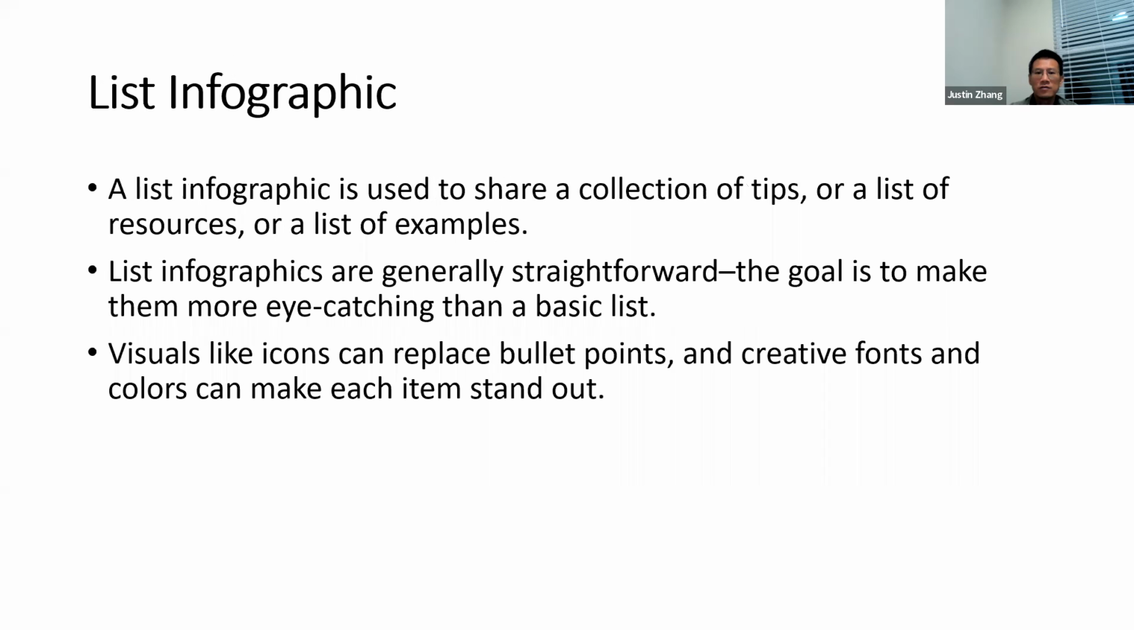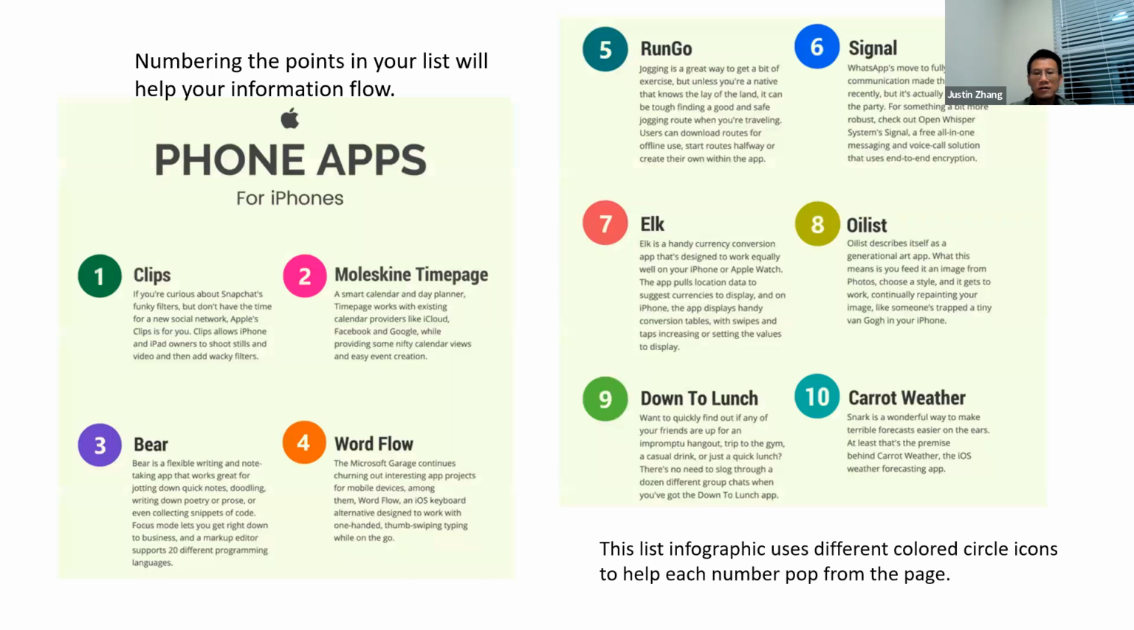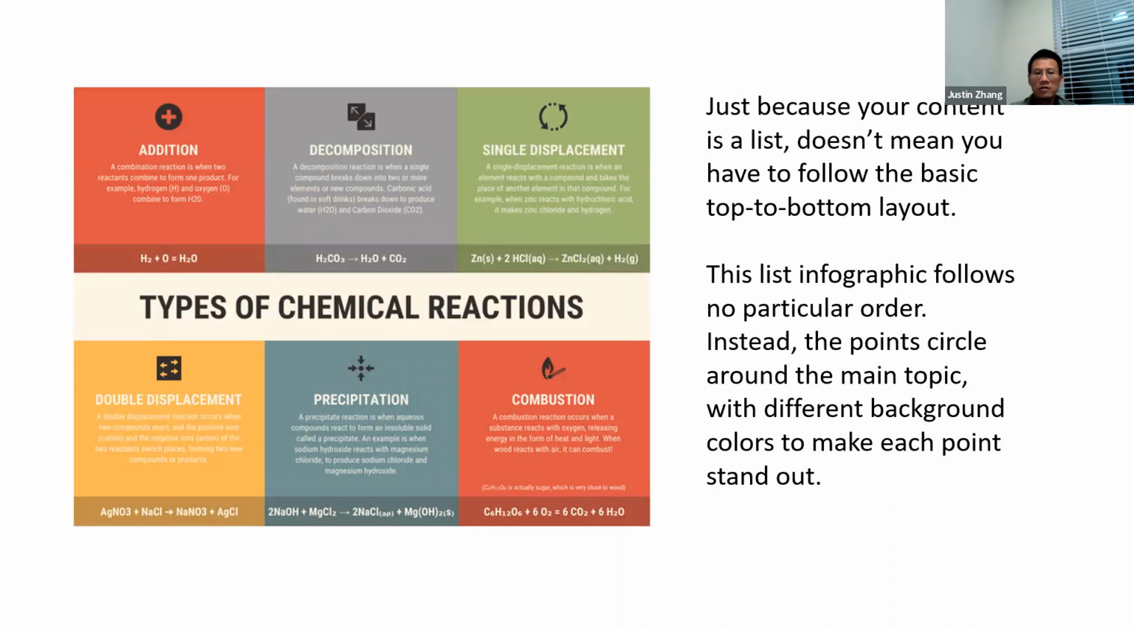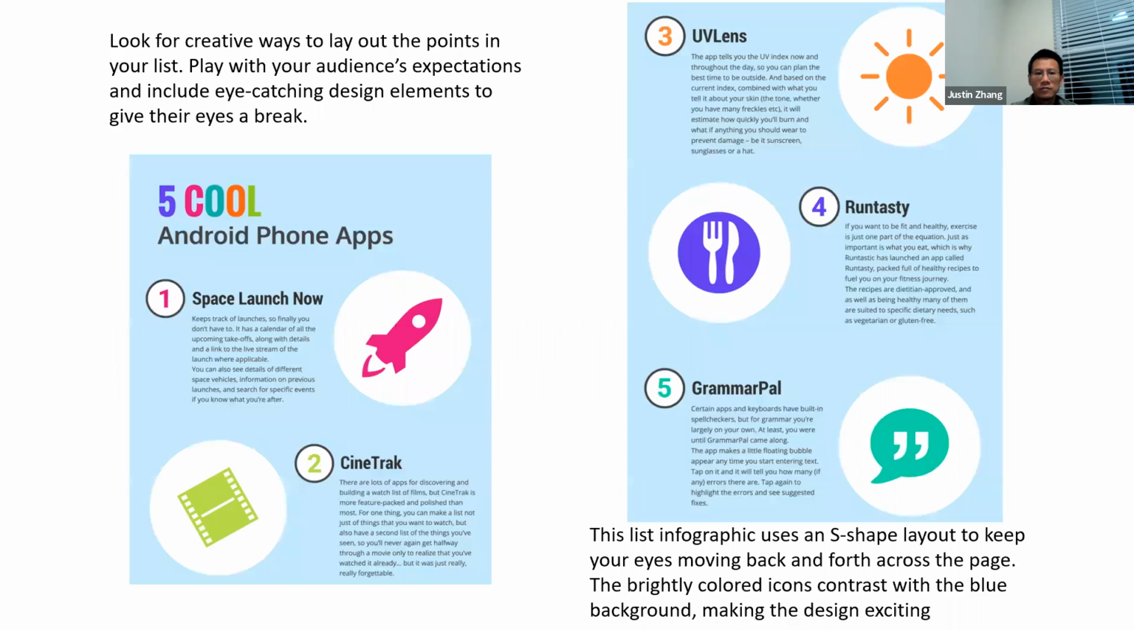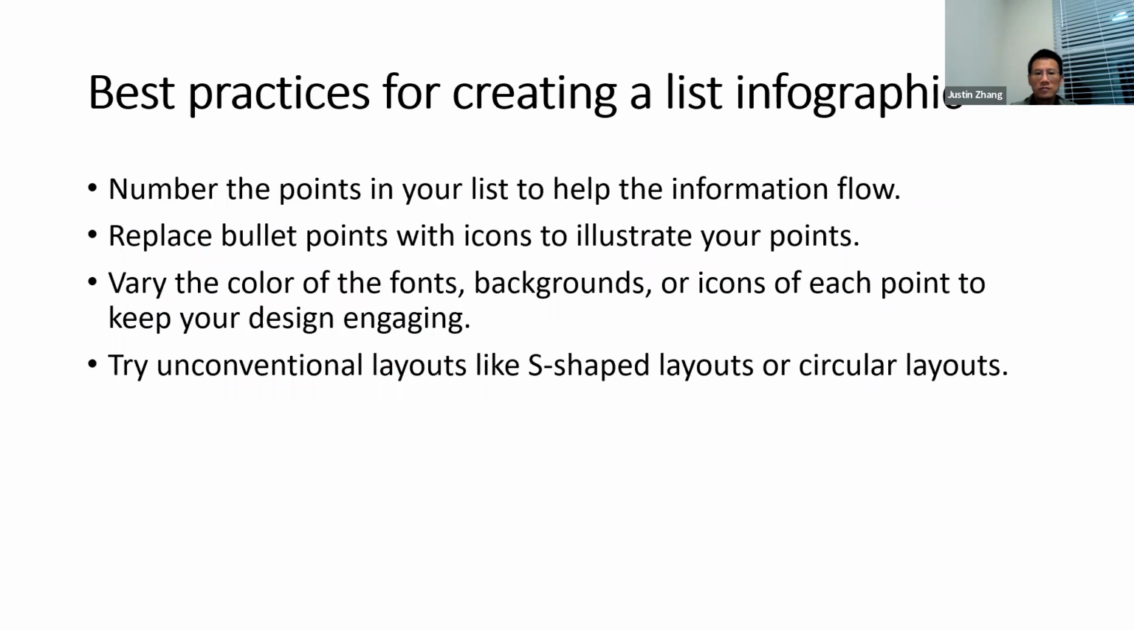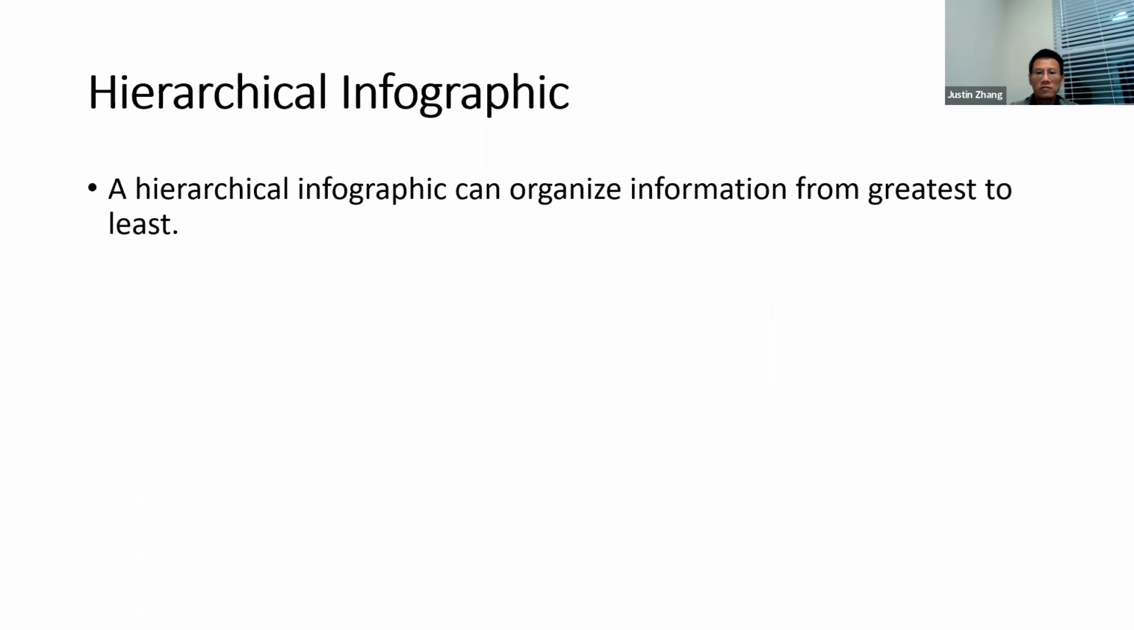List infographic. So it's used to share a collection of tips, or list of resources, a list of examples. So it's just to convert a list into the infographic format. So again, different types of layouts can be used based on how many items you want to demonstrate. Some best practices. So again, S-shaped layouts can be used to save the space to present as many items as you want on just one page. Hierarchical infographic.